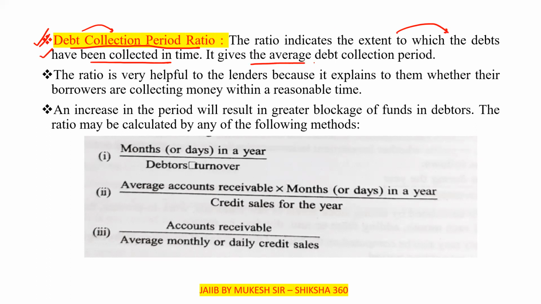It gives the average debt collection period. The ratio is very helpful to the lenders because it explains to them whether their borrowers are collecting money within a reasonable time.